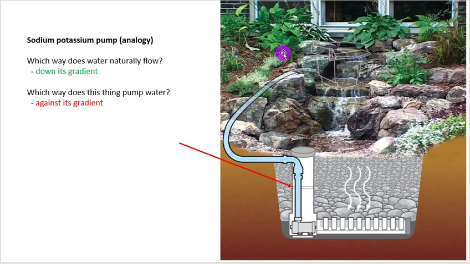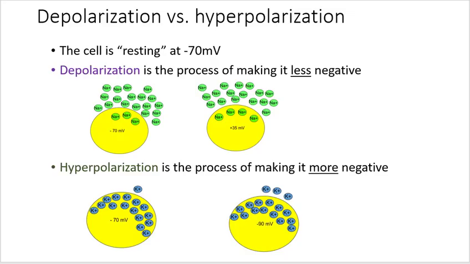Now, I can't pump more than comes down, right? Otherwise this pond will be completely empty. But my point is I'm constantly pumping in the background. These pipes are usually buried somewhere. These pumps are usually hidden and tucked away somewhere. And so these things are in the background, always constantly going, so that this gradient, high water to low water, never disappears. So water flows down its gradient. Which way does this thing pump water? It pumps it against its gradient. Well, that's what we need to do.